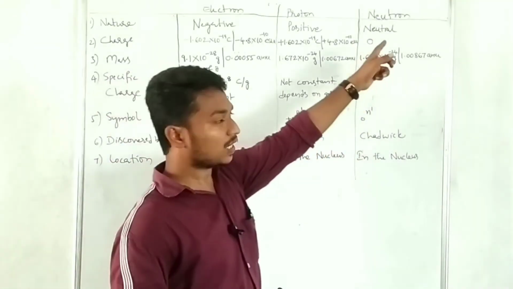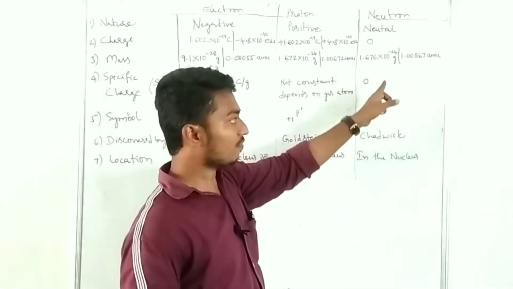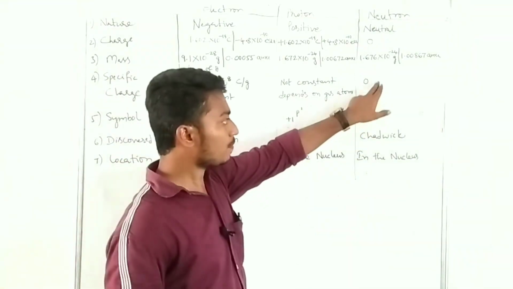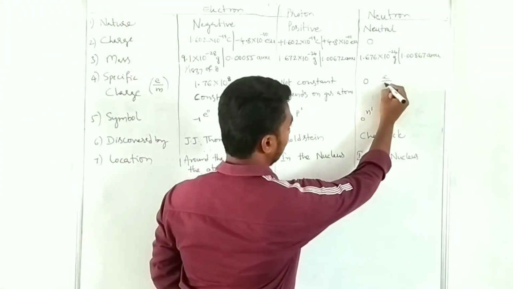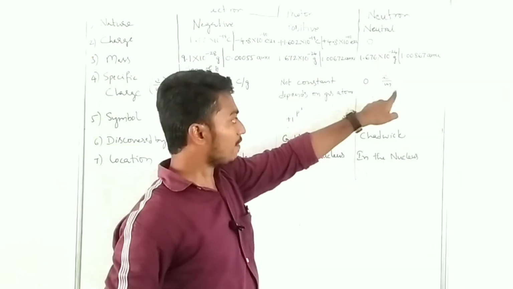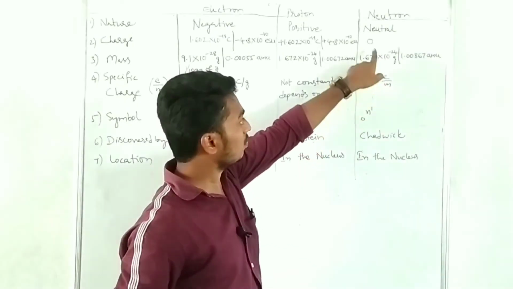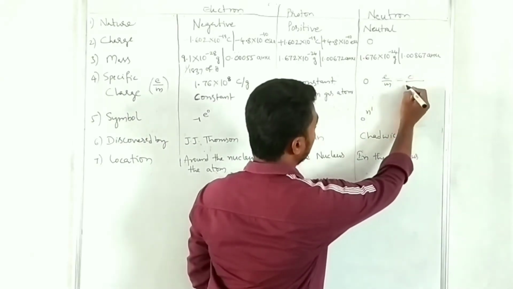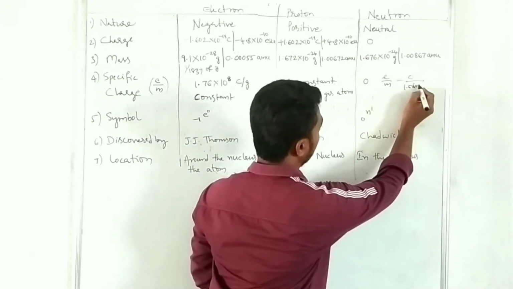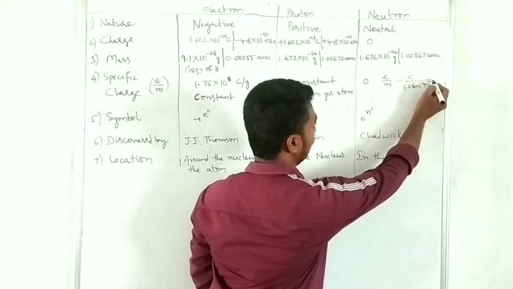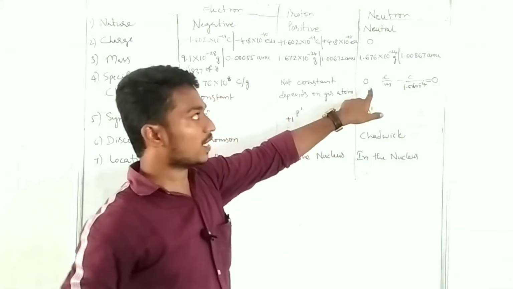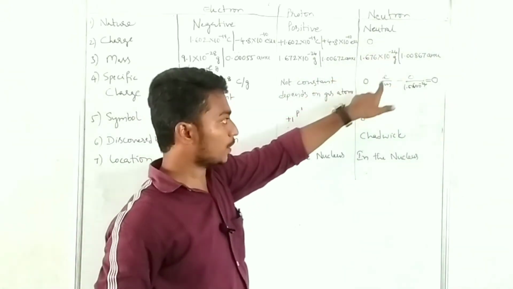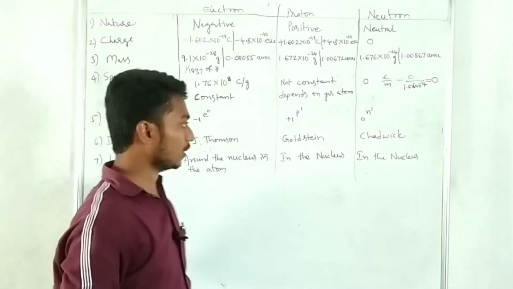If you observe the specific charge for the neutron, the e by m value is 0. Why does it become 0? Because of charge by mass. The neutron has mass, but there is no charge. So it is 0 divided by 1.676 into 10 to the power minus 24 grams, which equals 0. So the specific charge for the neutron is 0. The charge for the neutron is 0 and the specific charge is also 0.